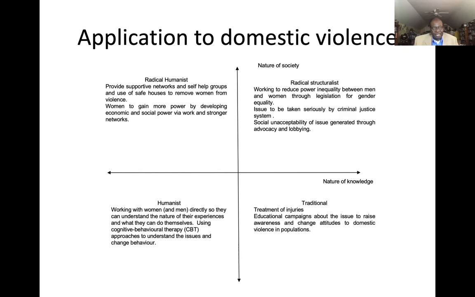Now, also help women to gain more power by developing economic and social power, work, and strong network. See, because most of the time it's this idea of dependency. But when you create the opportunity for women to gain meaningful employment, develop good network, they will not have to succumb to some of these wretched conditions that create so much havoc, so much punishment for them.